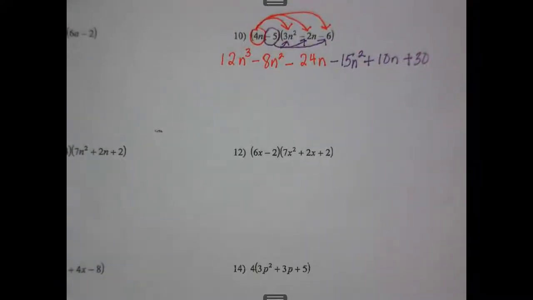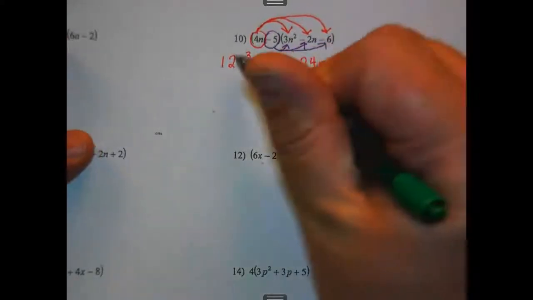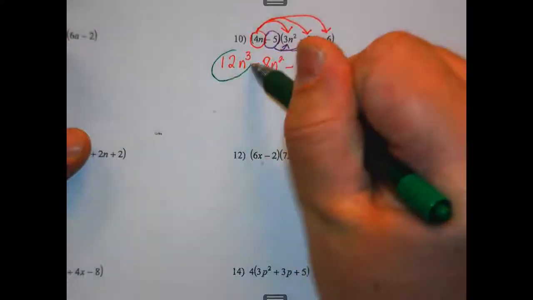Okay, let's combine our like terms. 12n cubed.